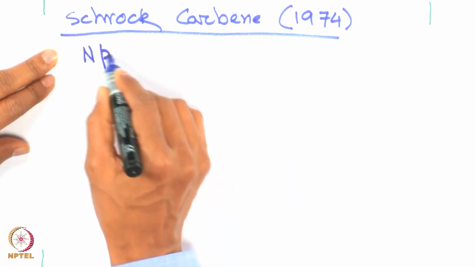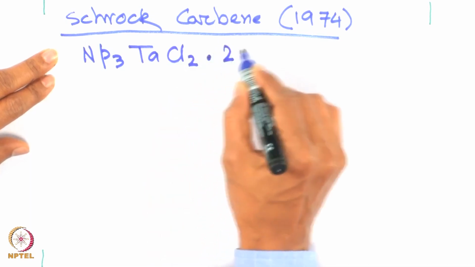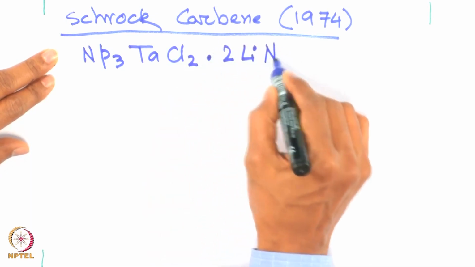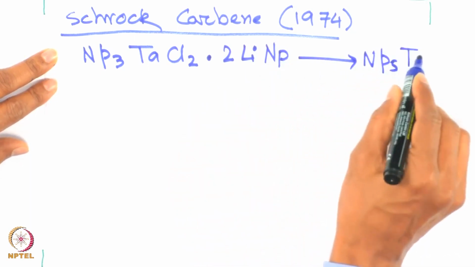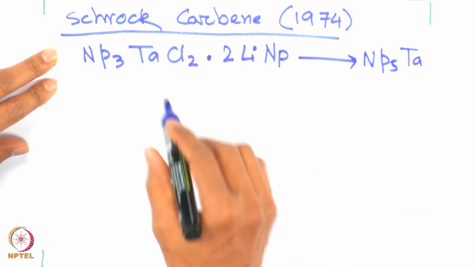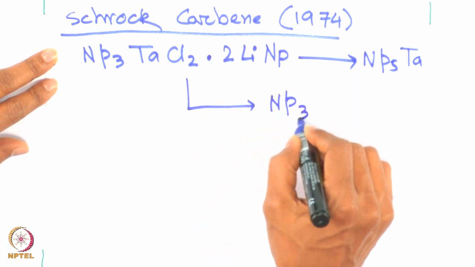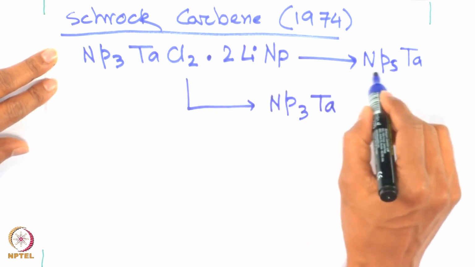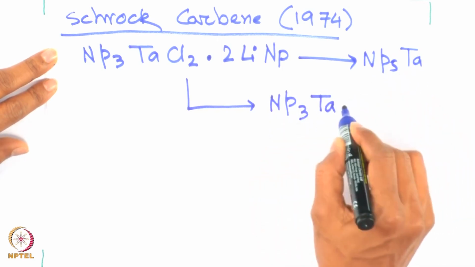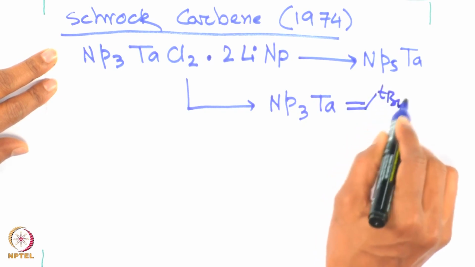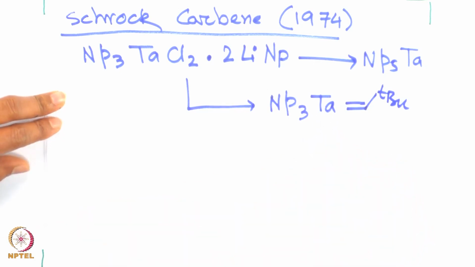So, he was studying the neopentyl 3 tantalum chloride complex, and he was interested in reacting it with lithium neopentyl complex. The idea was to get the pentaneopentyl tantalum complex. Instead, well, what he actually got is history, and that is neopentyl 3 tantalum with carbene. Instead of penta-neopentyl tantalum complex, he got this tris neopentyl tantalum complex with the carbene center attached to the tantalum. Of course, tantalum is in the +5 oxidation state.